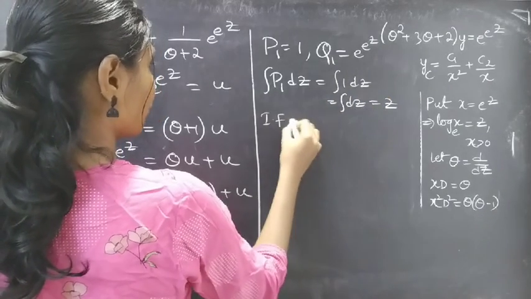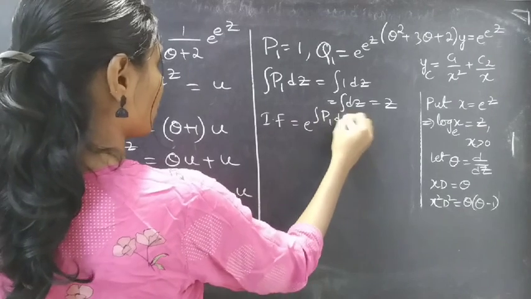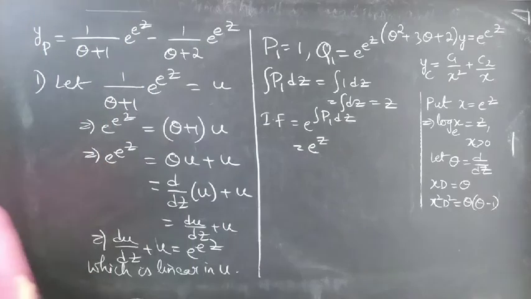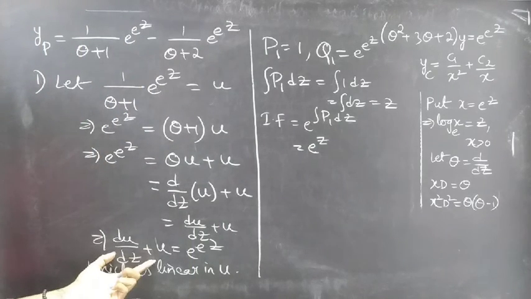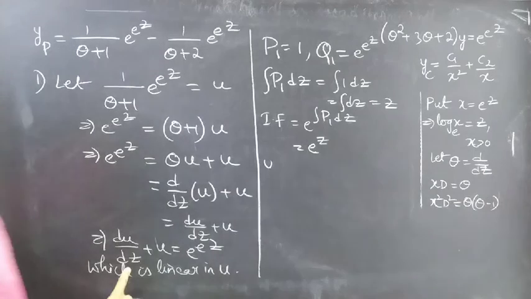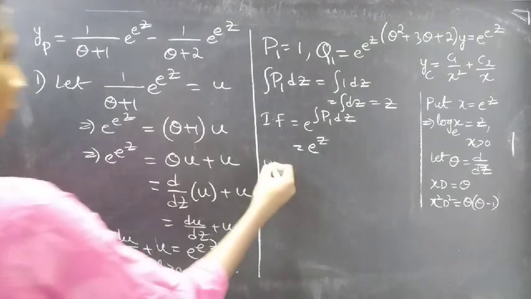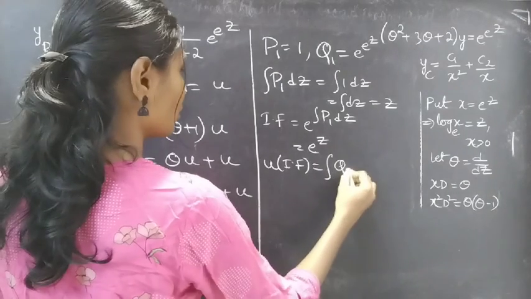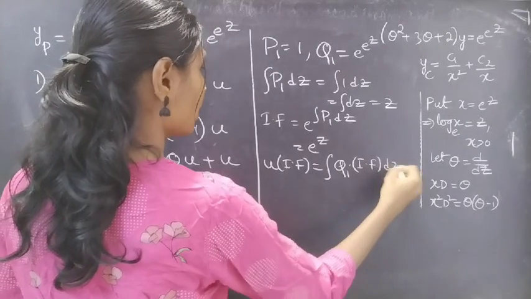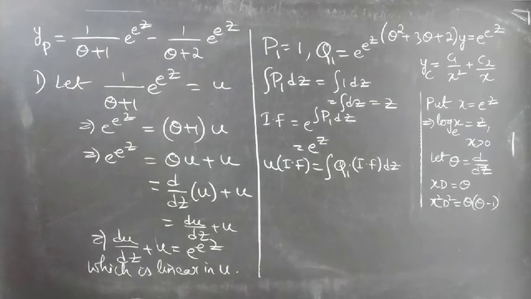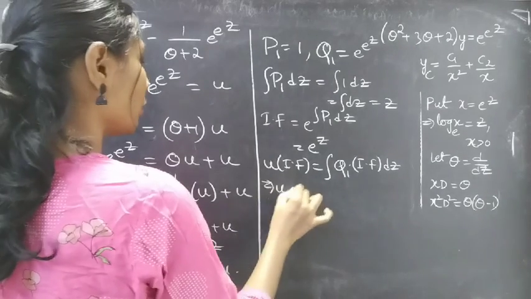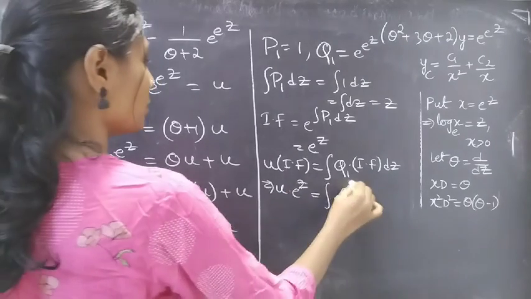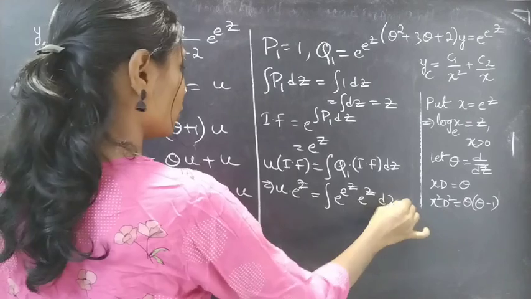Now find the integrating factor, which is given by e power integral P1 dz. So we have the value of integral P1 dz, which is z. So the integrating factor is e power z. And we'll find the solution of this using the formula: dependent variable u into integrating factor equals integral Q1 into integrating factor into dz. Okay, then we'll get u into integrating factor e power z equals integral Q1, e power z, into integrating factor e power z into dz.